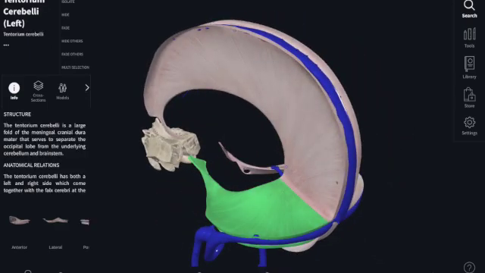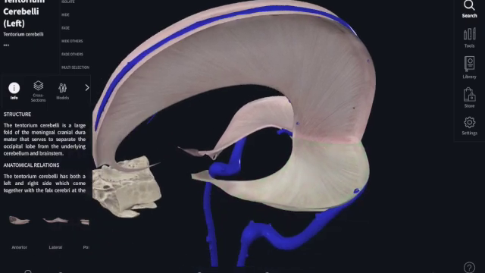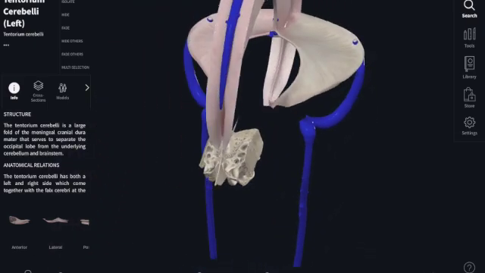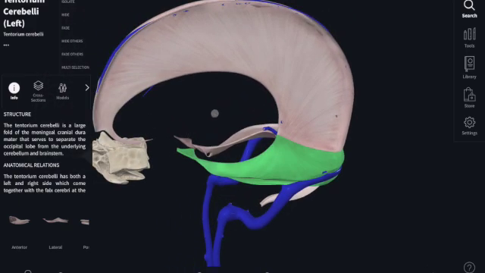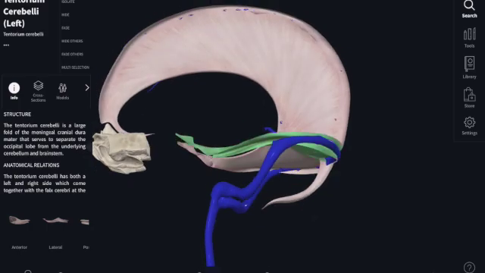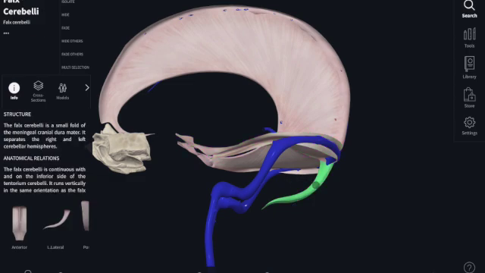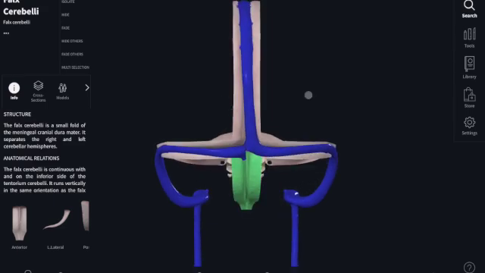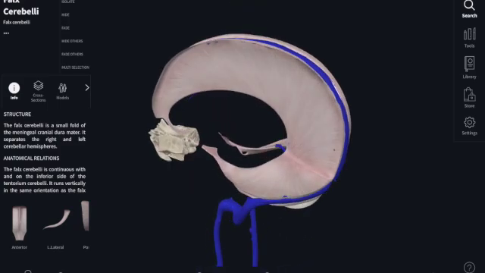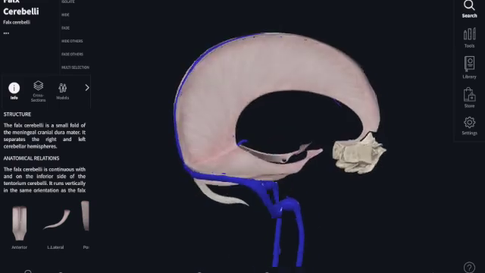Your tentorium right here, that tentorium cerebelli on the sides, that's what's going to separate your cerebral hemispheres from your cerebellum, which is down here. Your cerebellum is going to be divided by that falx cerebelli as well. So it kind of creates quarters divided in the brain. So there's that right there.